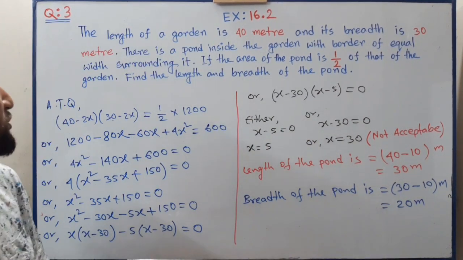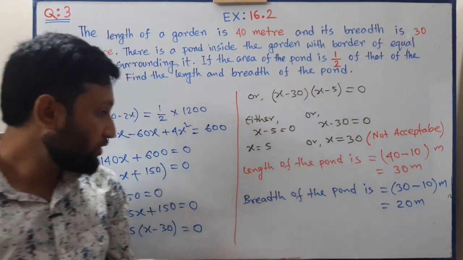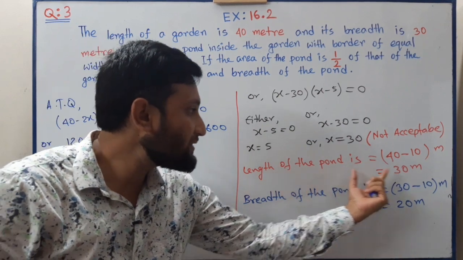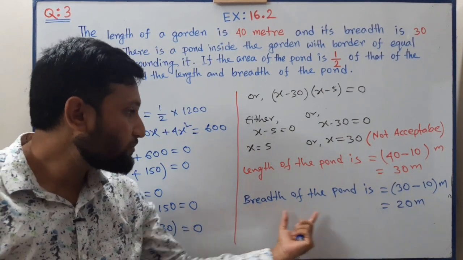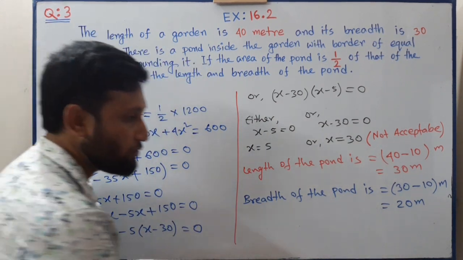So here see that in this question we have to identify the length and breadth of the pond. The length of the pond is 30 meter and the breadth of the pond is 20 meter. This is our required solution. I hope everybody is clear.